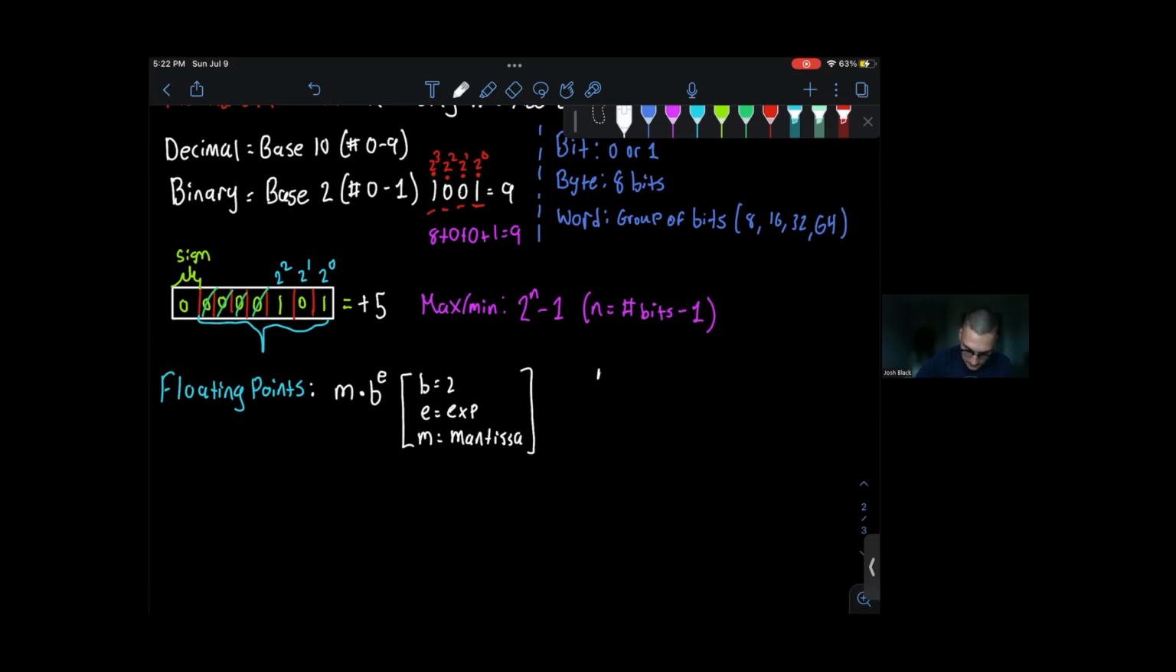Your mantissa is always going to be less than 1 because we know it's a decimal. And it is going to be greater than 0, obviously, but in basic floating points or binary, it's going to be greater than 0.5. You'll see that a little bit later.